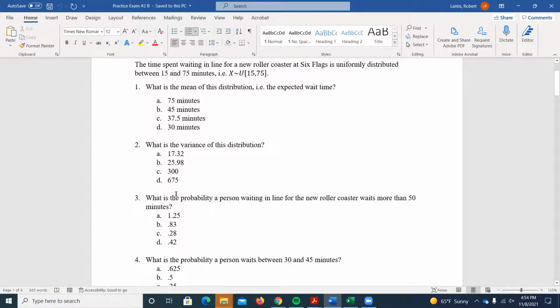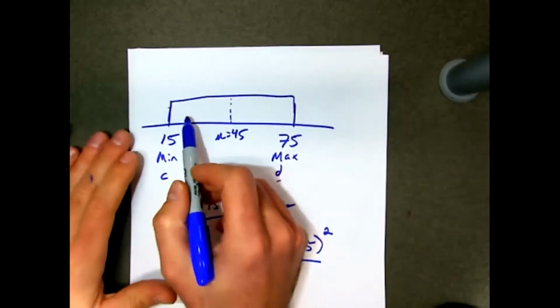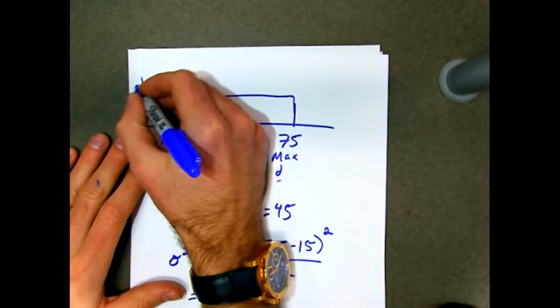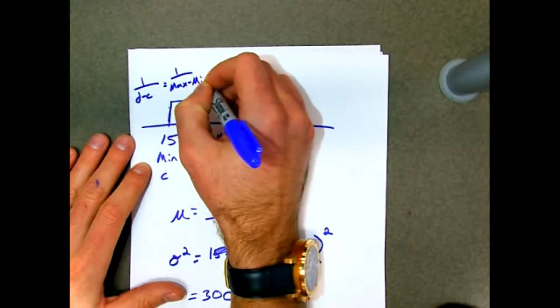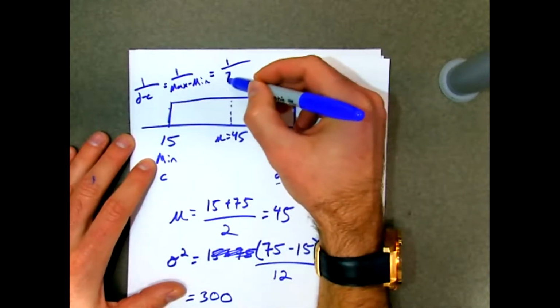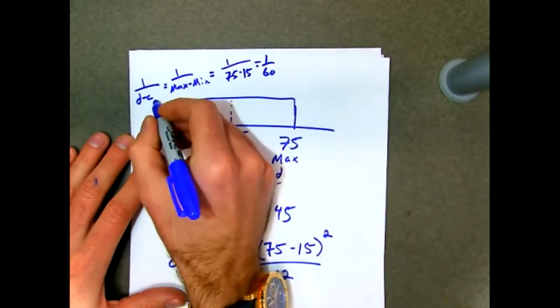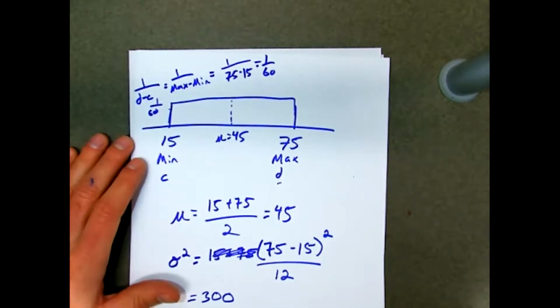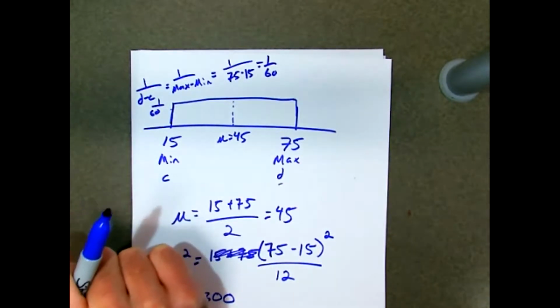All right, 3. Okay. What's the probability that a person waits in line for more than 50 minutes? Once we first draw out our uniform distribution for those first few questions, we can always identify the height, and the height is always going to be 1 over D minus C, or said differently, 1 over the maximum minus the minimum. So for us, that's 1 over 75 minus 15, or 1 over 60. So I can always find the height of my uniform distribution by simply taking 1 over the range.